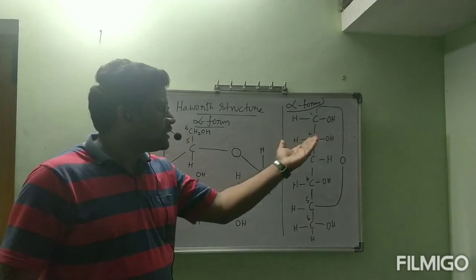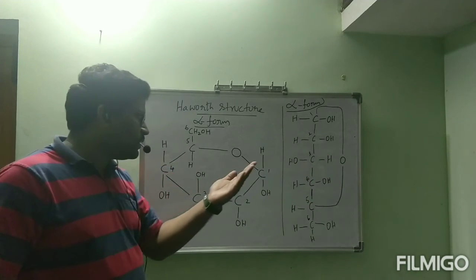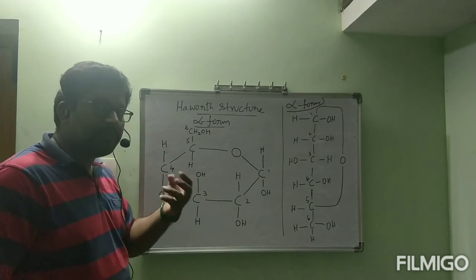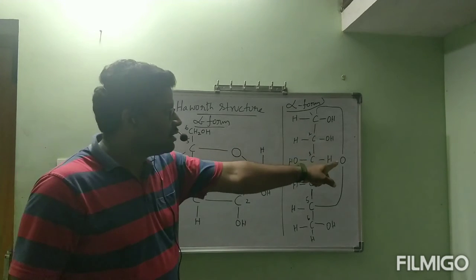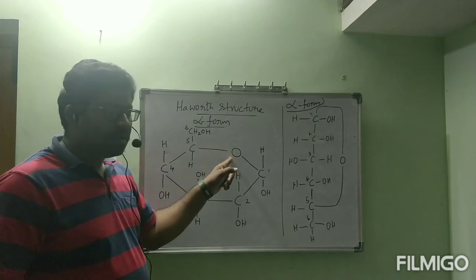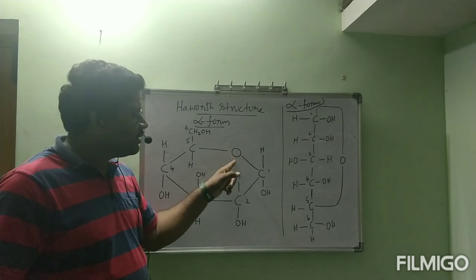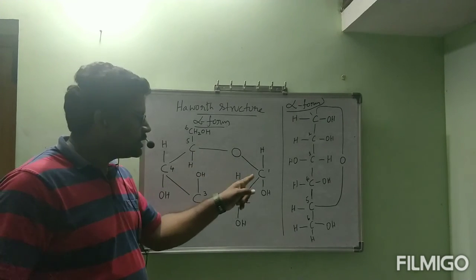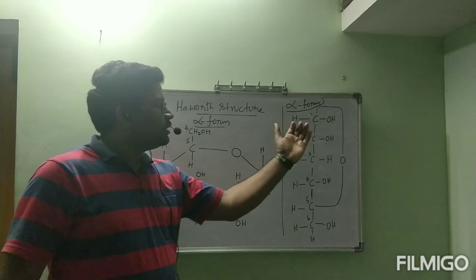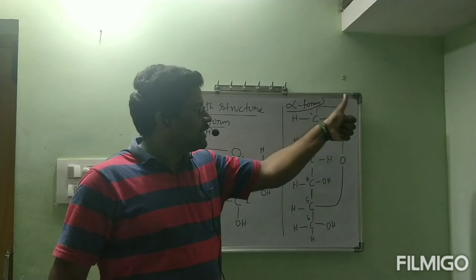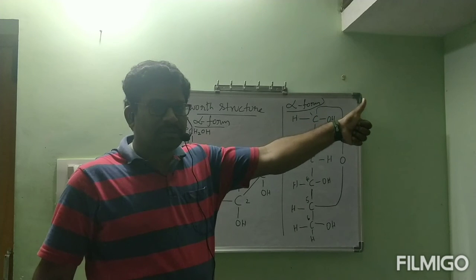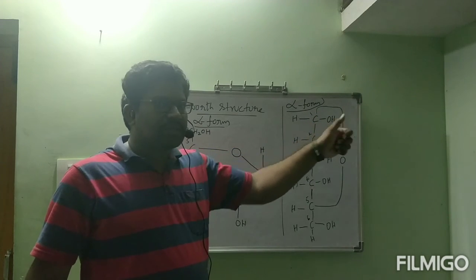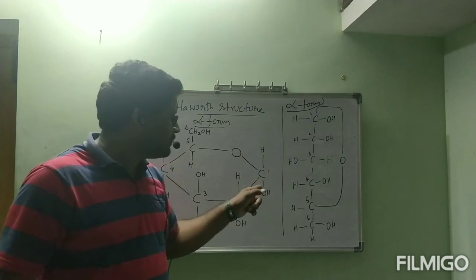Okay, Fisher representation can be converted to Haworth representation. Remembrance I am telling now. First, concentrate on this oxygen. Oxygen is bonded to two carbons, C1 and C5. Now coming to C1, the C1 is like this. I am turning right side, clockwise direction. When we turn in that clockwise direction, hydrogen is coming above and OH is coming below.